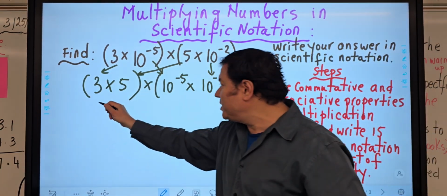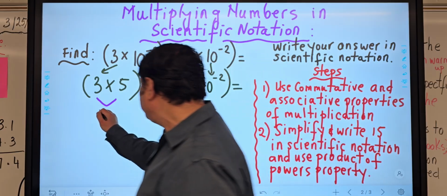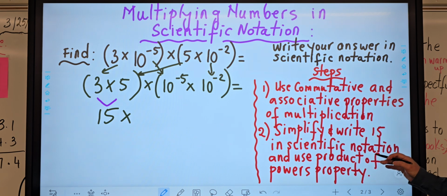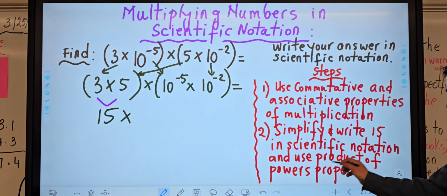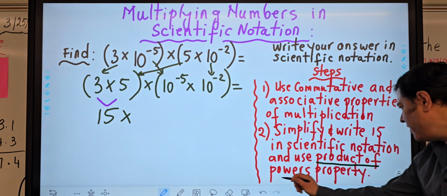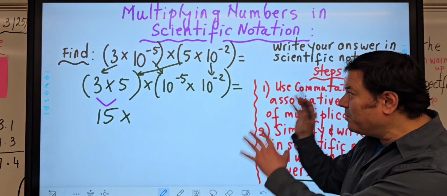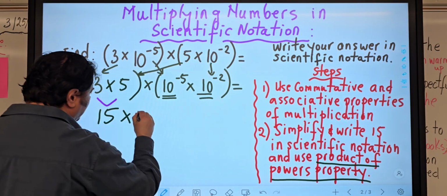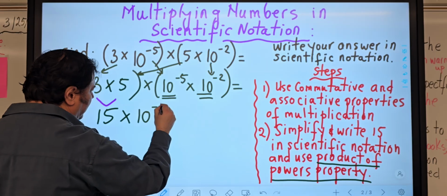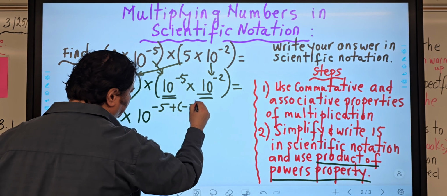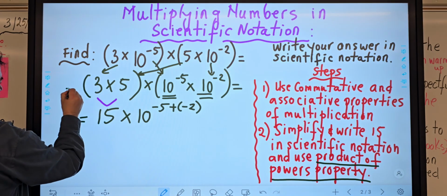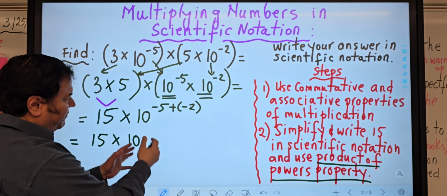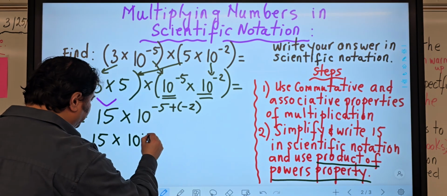And now let's solve this parenthesis. 3 times 5 becomes 15 times. And now we are going to use another property, the product of powers property. Using the product of powers property, remember we have the same base. Anytime we have the same base, we keep the base and we add the exponents. So we have negative 5 plus negative 2. And let's see what we get. So we still have 15 times 10. Negative 5 plus negative 2 becomes negative 7, so 10 to the negative 7.